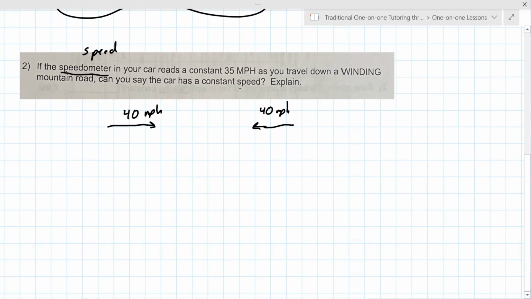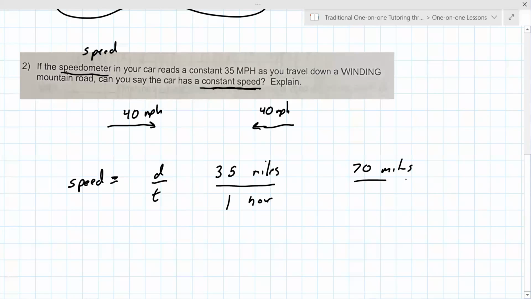I guess the question here is, what they're trying to get you to understand is that speed is the distance you travel over time. So if you go 35 miles in 1 hour, and if you go 70 miles in 2 hours, what is your average speed in both of these cases? What I'm really asking is, what is 35 divided by 1? What is 70 divided by 2? It is always 35 miles per hour. Let me know if you caught that. So it's always going to be a constant speed.